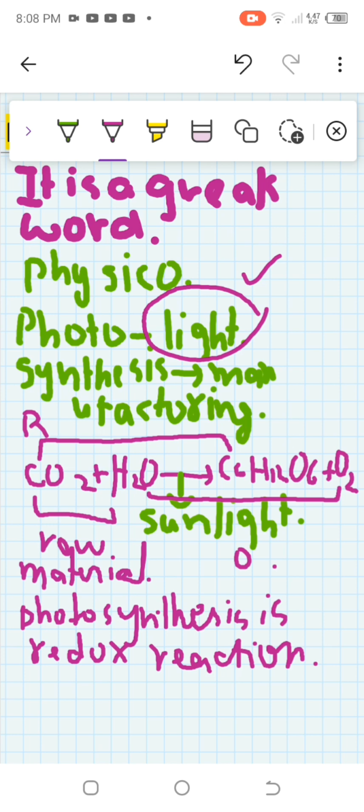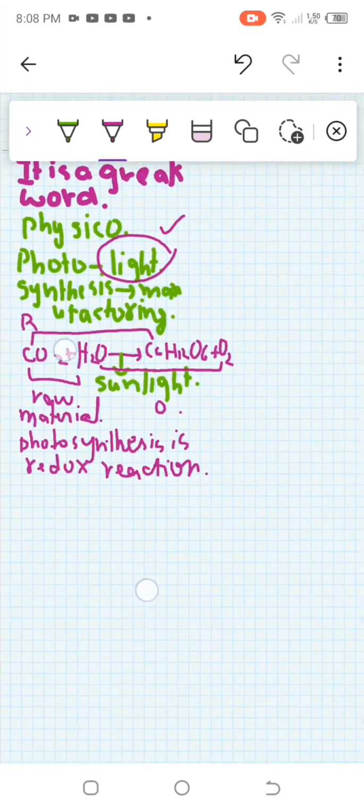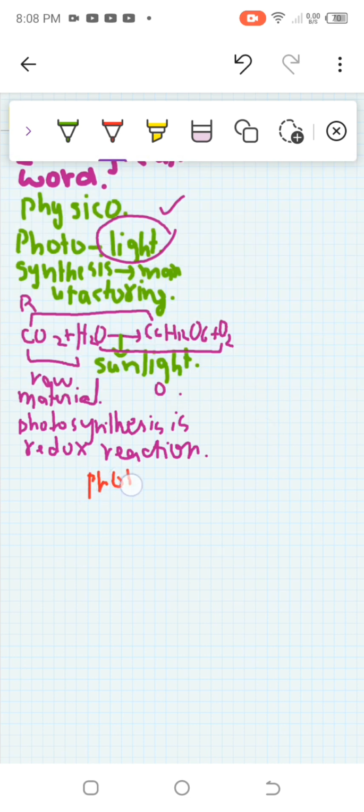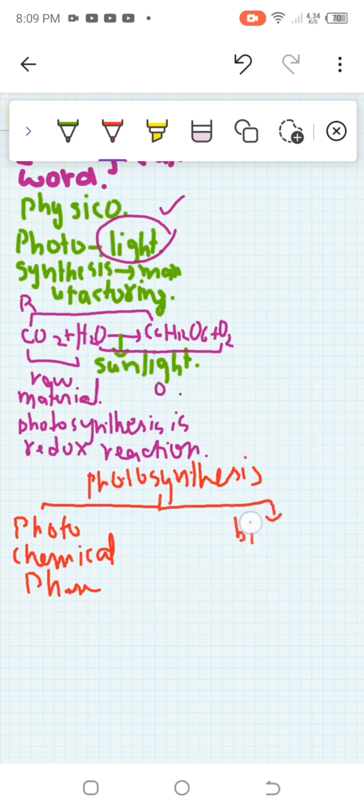Now photosynthesis is divided into two parts. One is the photochemical phase, however another is the biochemical phase.